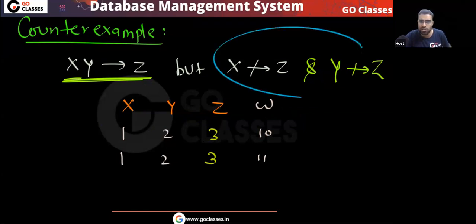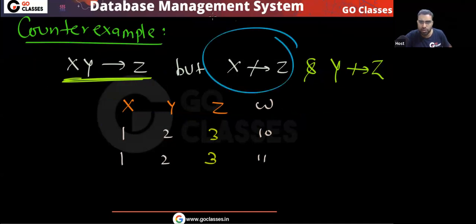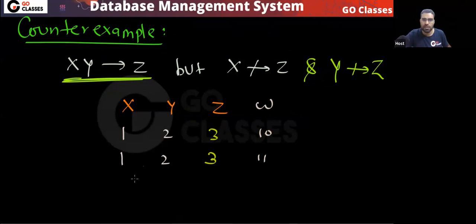Now, can you create a situation where this will hold, but X does not determine Z and Y does not determine Z? Can you create this type of situation? Yes, I can do this. For example, what I can do is 1, 3, and I can put 4 here. No problem. Yes or no? Similarly, I can do 2, 3, and I can put 5 here. Yes or no?